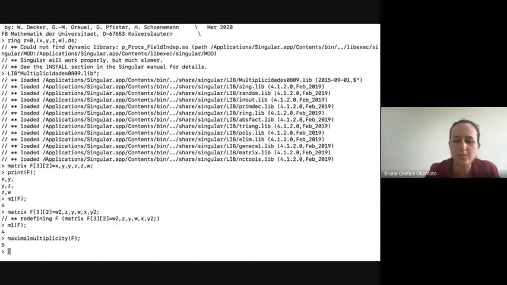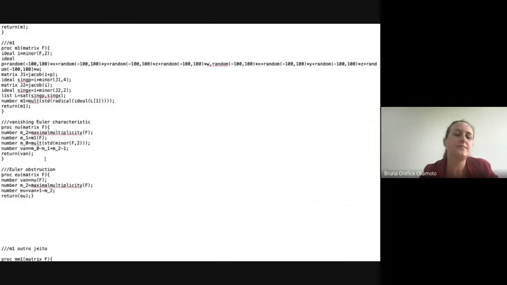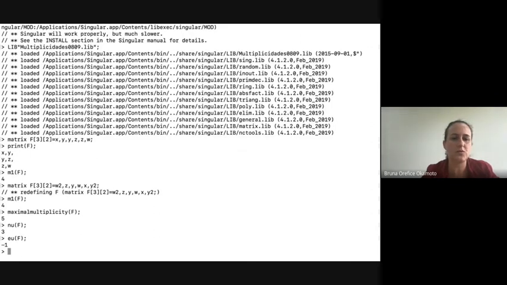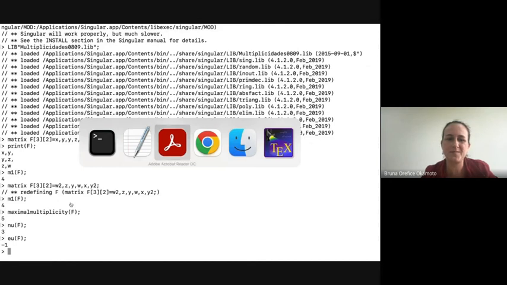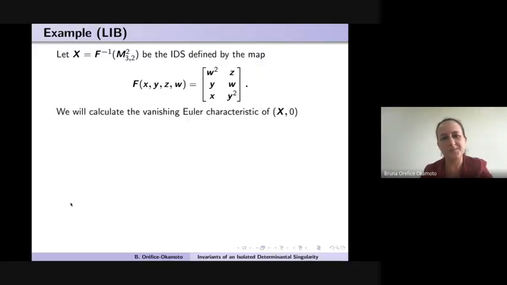So if I put F here, it will do it, it's 3. And for the Euler obstruction, I just use the relations. It's the vanishing Euler characteristic plus 1 minus M2 in this case. I called it 2 minus 1. And this is all together.